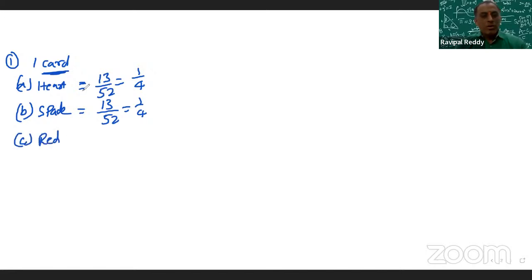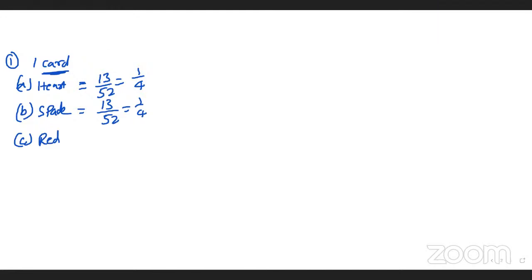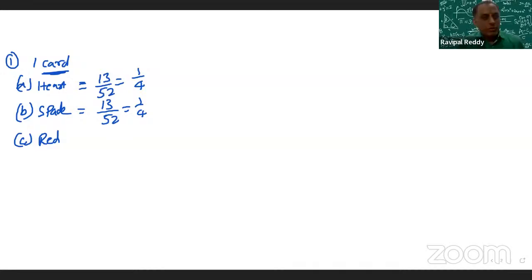C. The card is a red card. Then what is the probability? Find the answer. Red card, what is the probability? Total 52 cards are there. Out of 52 cards, you take only one card, and that card is a red card. Then what is the probability?